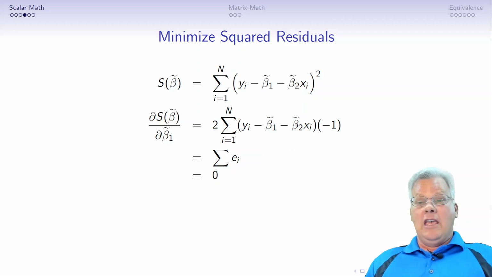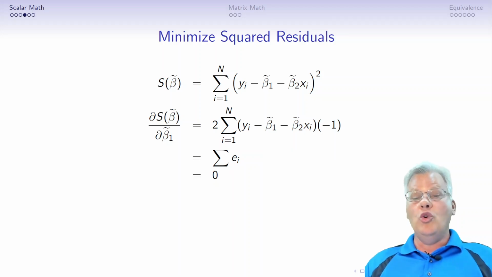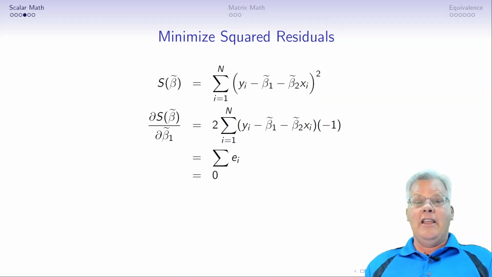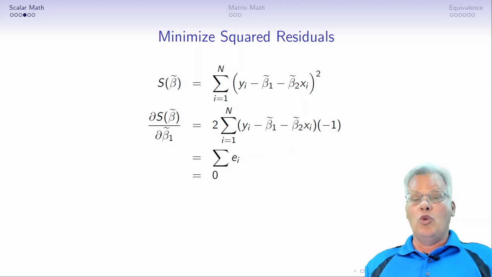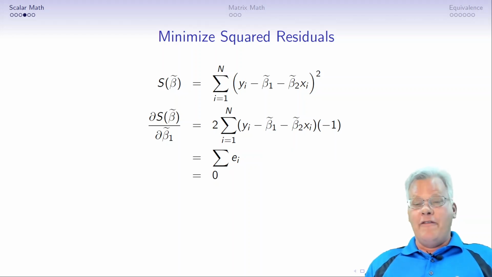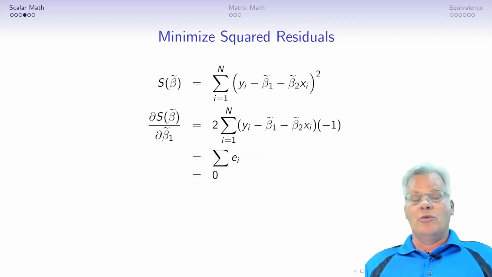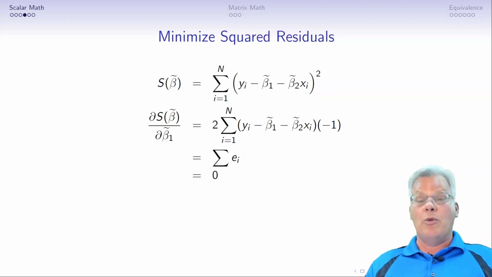And if I eliminate the negative sign and the scalar multiple of 2, then when I differentiate the sum of the squared residuals with respect to beta tilde 1, this gives me the very important result that the sum of the regression residuals must equal 0. We talked about intuitively why that should be so a couple minutes back, but here we find that by construction, the sum of the regression residuals must be equal to 0.